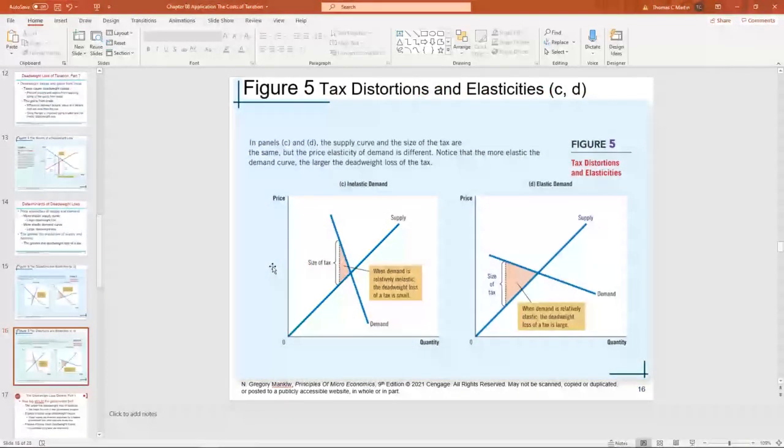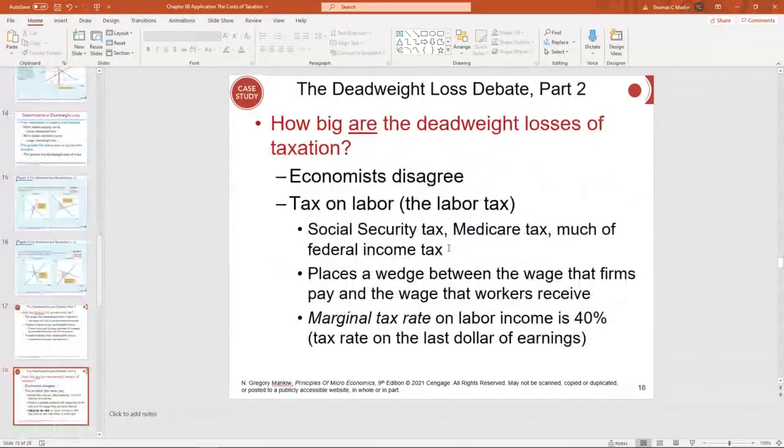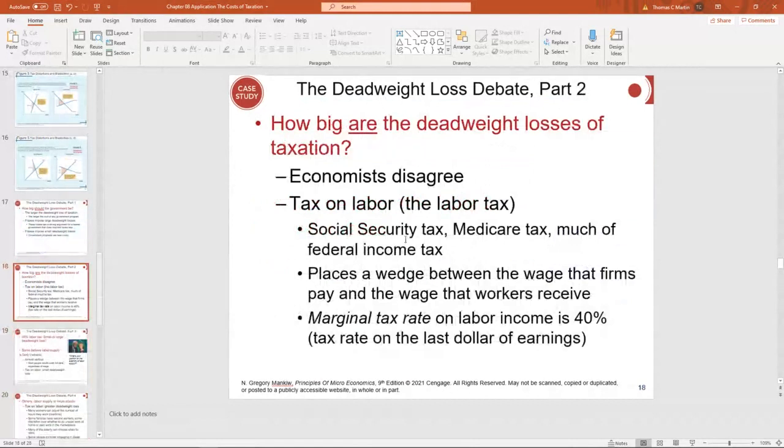All of this is somewhat repeating. It just goes to a little more discussion about it. How big are the deadweight losses for taxation? Every economist will look at it somewhat differently, and how much impact it has, just like we looked at with the Laffer curve.